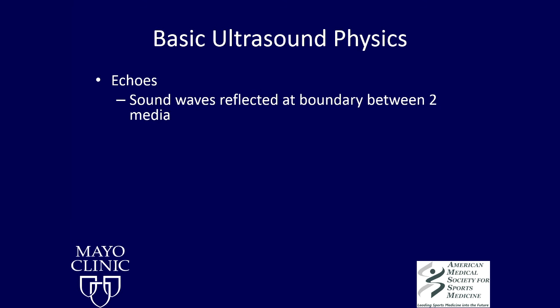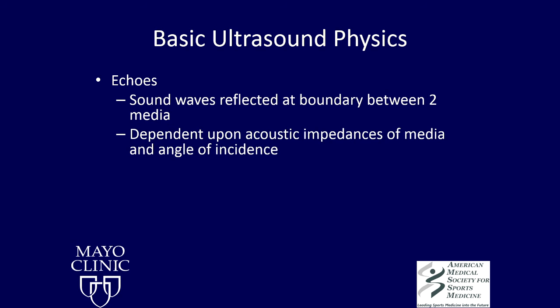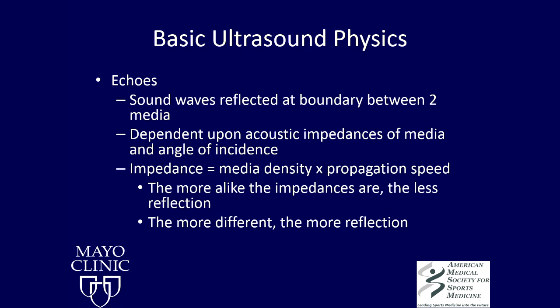Echoes occur when the sound hits a boundary between two different media. And each media is going to have a specific acoustic impedance. And depending on that acoustic impedance and also at what angle the sound wave strikes that boundary, that's going to affect how much is reflected and how much sound wave is going to pass through.